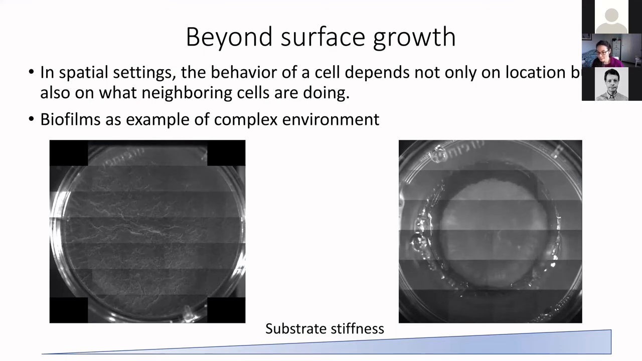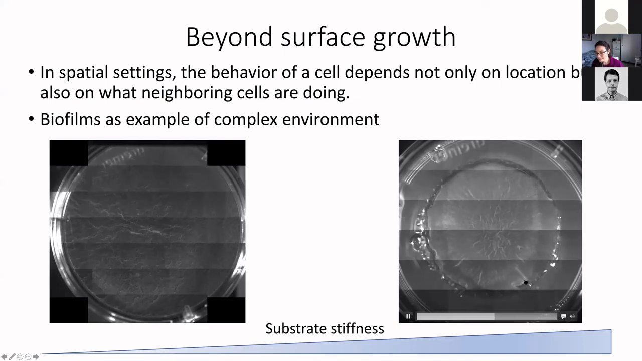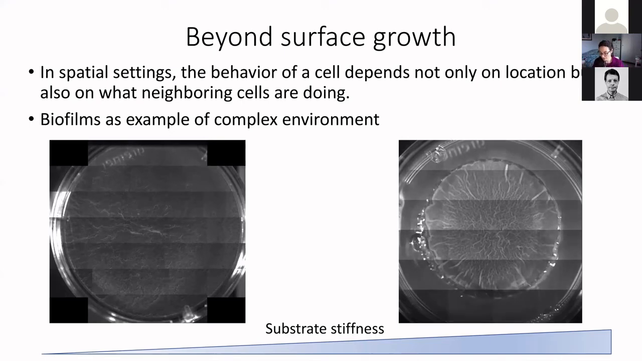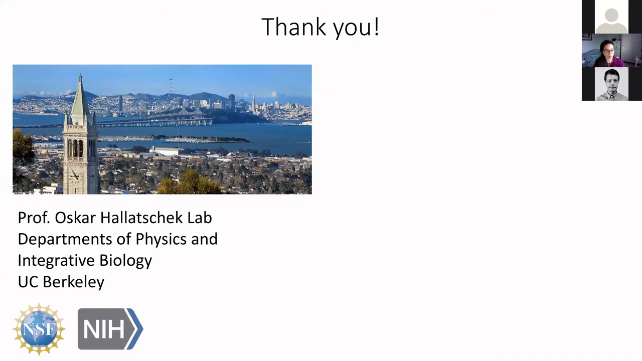But then over time, we see the creation of these wrinkles here that really create channels through which nutrients can go from the outside towards the bulk of the colony, somewhat similar to a vascular system that we would see in a vascular tumor. So we're currently investigating how this complex environment actually changes the genetic diversity of this population. And with this, I'll just end.